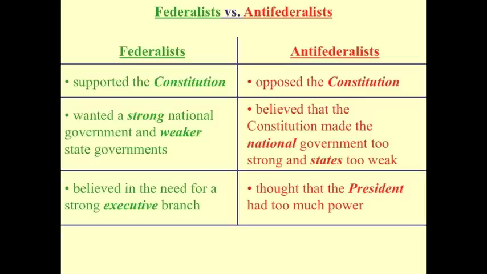So the Federalists were the men who supported the Constitution, who wanted a strong federal government and weaker state governments, and who believed that there was a need for an executive branch, a president. On the flip side, the Anti-Federalists opposed the Constitution. They thought the federal government was too strong and the states were too weak, so that the balance of power was lopsided, and they thought the president had too much power. They didn't want the president to become another king, and they didn't want to see a monarchy or a tyrant take over again, so they opposed the Constitution.